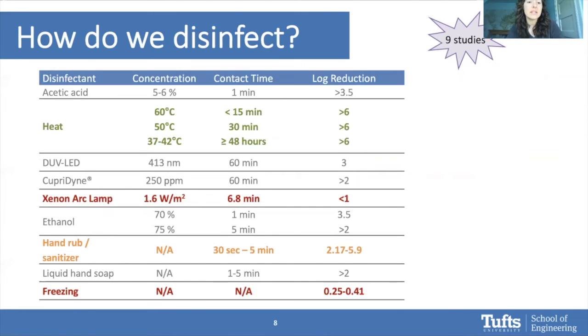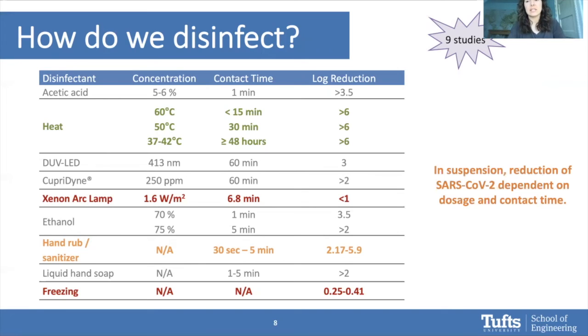So from 9 studies looking at suspensions of SARS-CoV-2, we found that heat can reduce by greater than 6 log reduction. Hand rub or hand sanitizer log reduction was dependent on contact time, and a xenon arc lamp and freezing were not effective at reducing SARS-CoV-2 in suspension. And that reduction is really dependent on dosage and contact time.